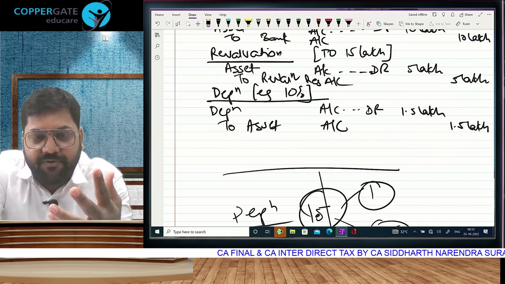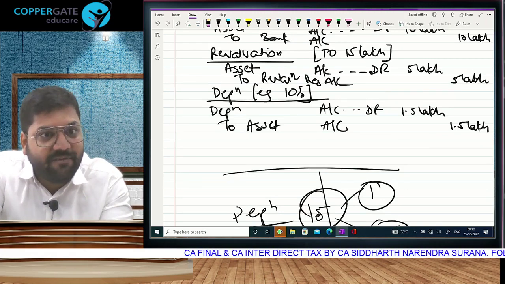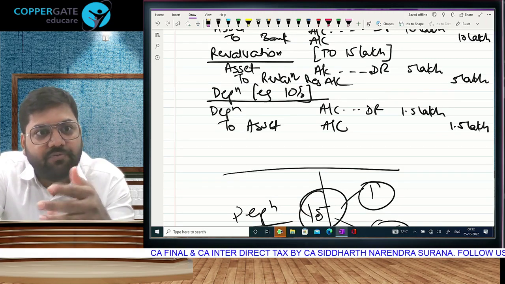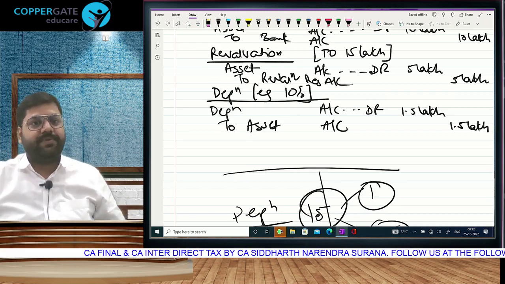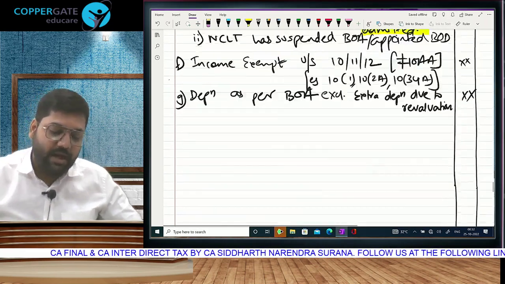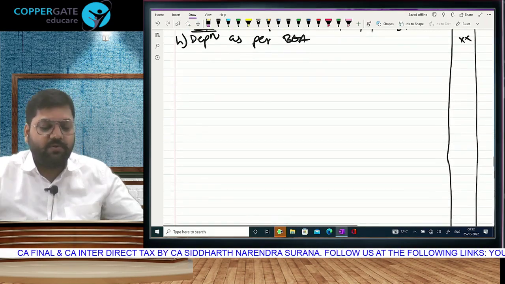And we have to disallow 50,000. It's not surprising. We have to disallow. Nahi to people will revalue to 15 crore. We have to disallow. We have disallowed 50,000 rupees. Now go and see both your adjustments. What are you adding?